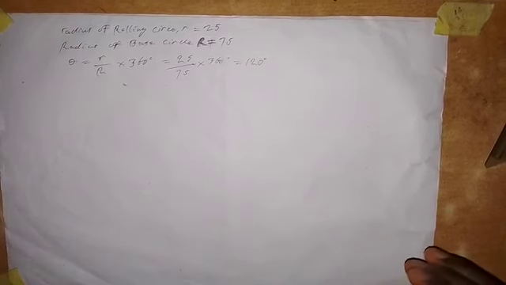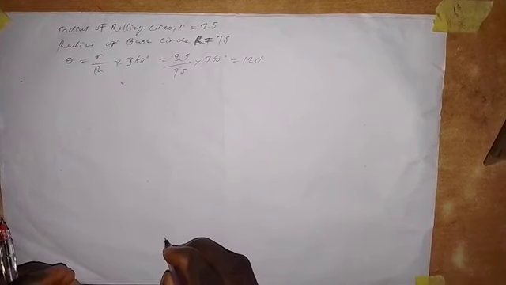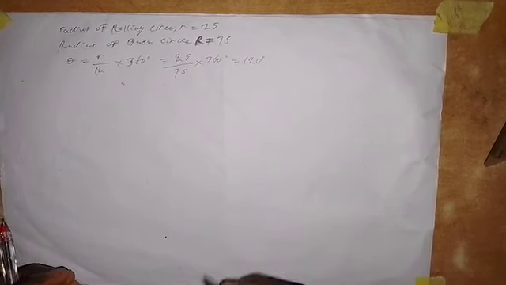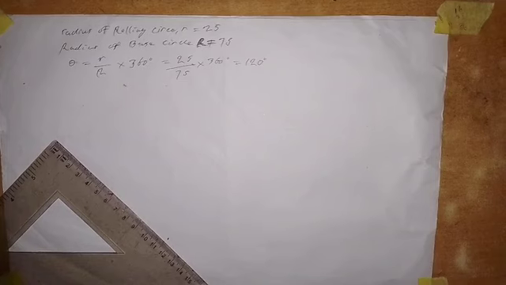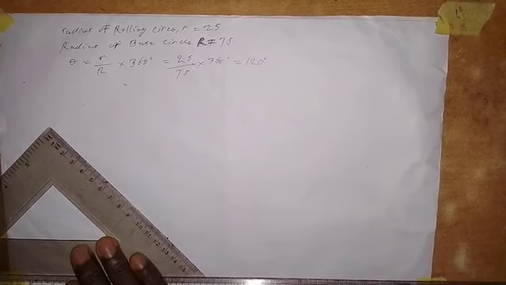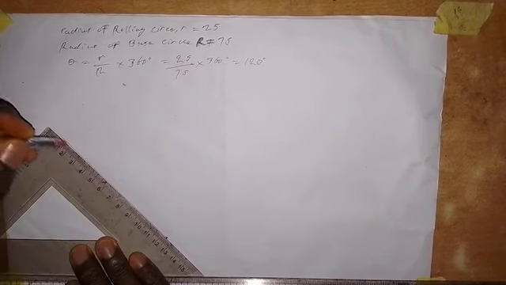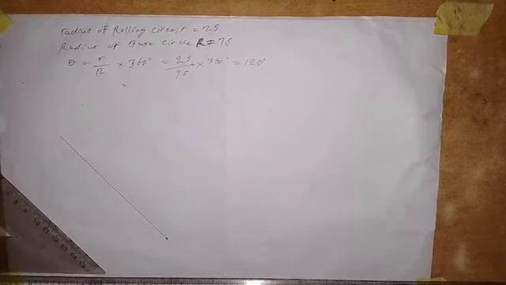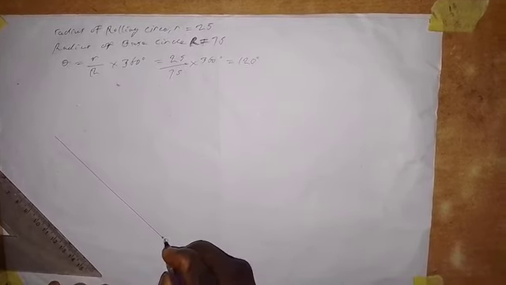So what we need to do first, we are going to put a point here. Then take your 45 degrees set square. It is advisable that you make use of your 45 degrees set square, and then you draw a line from this point, in this direction like this. Let's label this point as point O here.